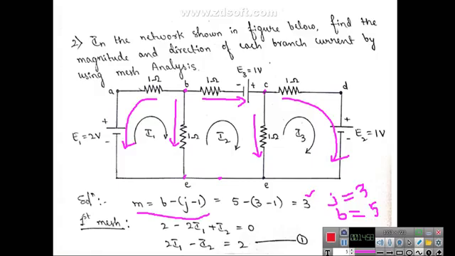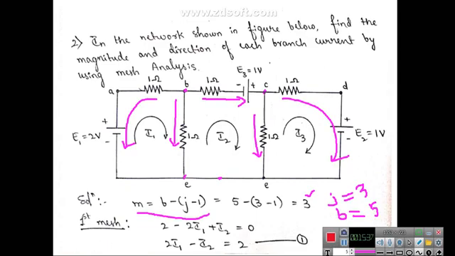You can mark the direction of the meshes yourself. The direction I have taken is clockwise for all three meshes. It is not necessarily clockwise; you can also take the anti-clockwise direction. Once you know the number of equations to be written, you can go for writing the mesh equation corresponding to each mesh. So this is mesh number 1, mesh number 2 and mesh number 3.